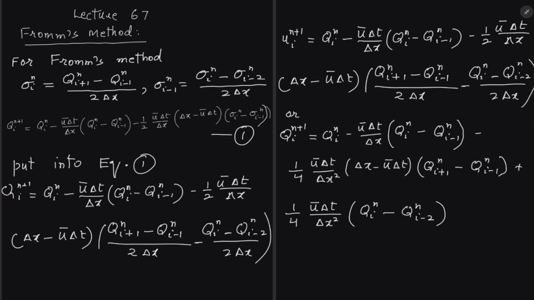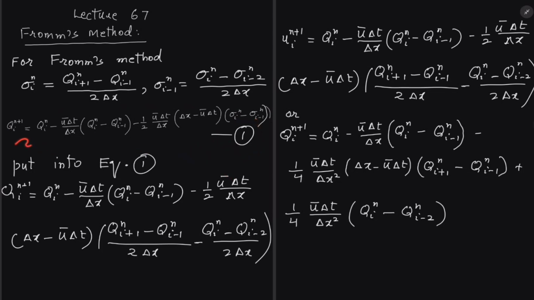In this video, we will derive a numerical method called Fromm's method from our previous general equation that is written over here. This was the general form of numerical method which consists of slopes. These are the slopes. This is the slope at cell number I, and this is the slope at cell number I minus 1.